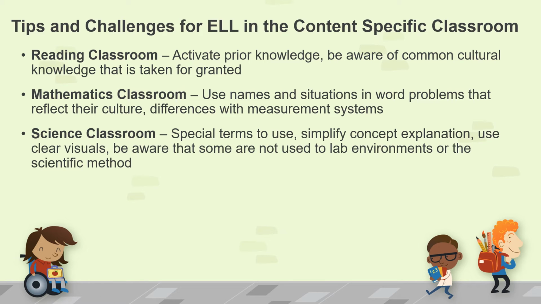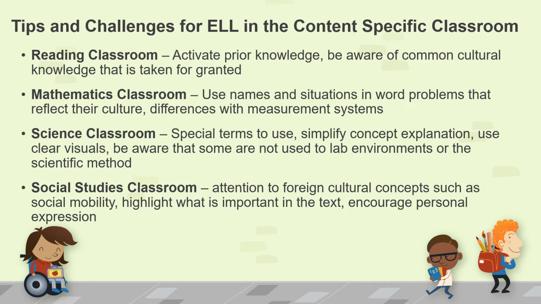In the science classroom, there is a lot of specialized vocabulary that will need to be explicitly taught, and concepts need to be simplified with the use of clear visuals. Just as in mathematics, the teacher should be aware that some students are used to different teaching methods. For instance, they may not be used to a lab environment or the application of the scientific method. In the social studies classroom, attention needs to be given to concepts that may be unfamiliar to the learner, such as social mobility. It will help if it is clear what is important in the text, and the teacher should encourage personal expression as a means of connecting to the text.